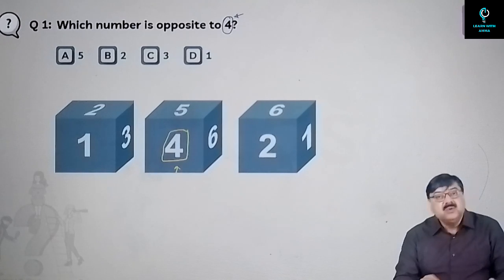This diagram we are choosing. Now, apply rule 1, 2, 3, one by one. Now, what does rule 1 say? 2 common, third opposite.